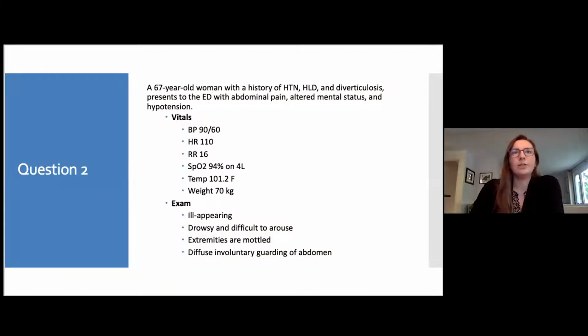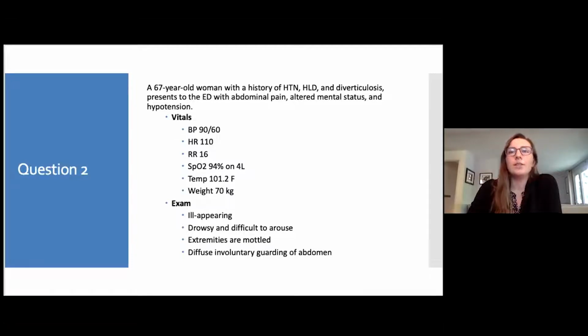Next question. A 67-year-old woman with a history of hypertension, hyperlipidemia, and diverticulosis presents to the ED with abdominal pain, altered mental status, and hypotension. Her vital signs are significant for some hypotension, tachycardia, heart rate's 110. Her respiratory rate's 16, so maybe she's breathing a little fast. She's satting 94% on 4 liters. She's febrile, 101.2. She weighs 70 kilos.